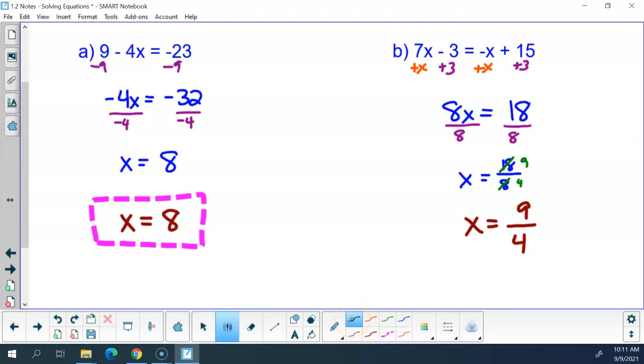Okay? Checking this one. So 7 times 9/4 is 63/4. Minus 3 is like minus 12/4. See what I did there? 12/4 is 3. But now it's in common denominator form. Okay? So the left side of this equation is 51/4.